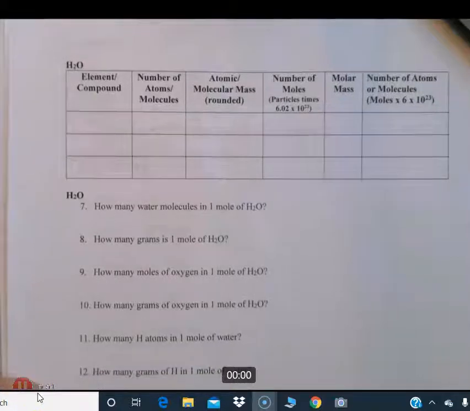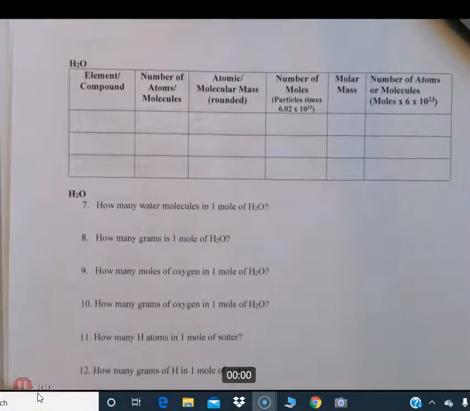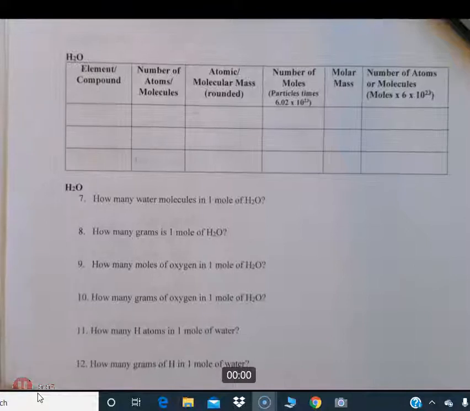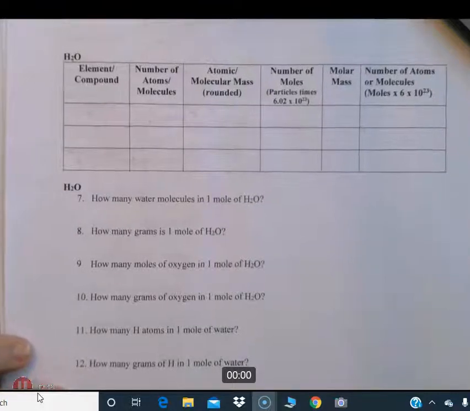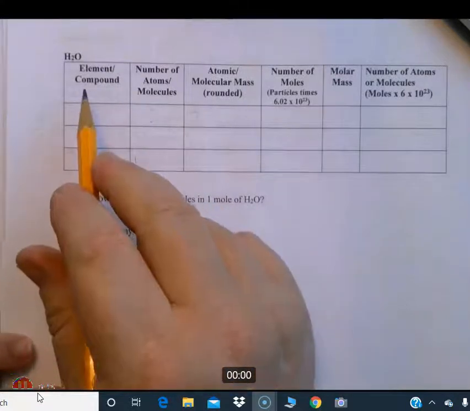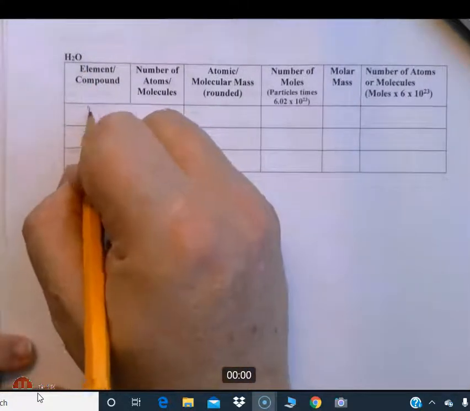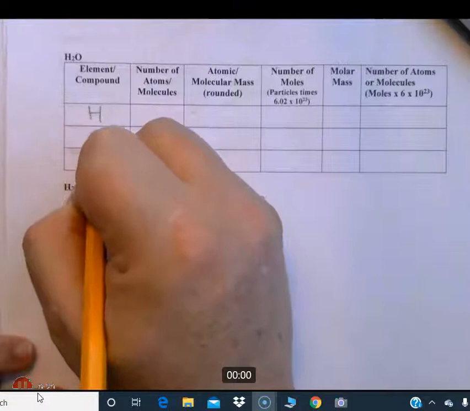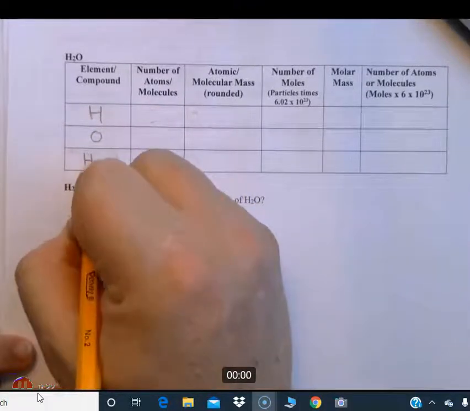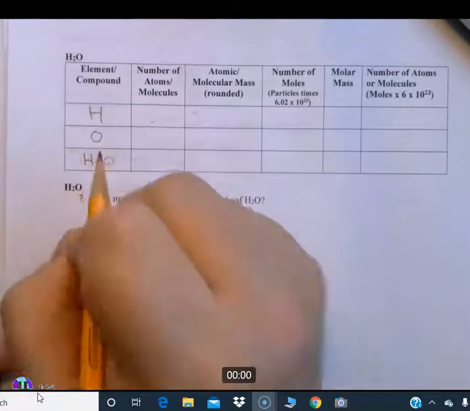So we're continuing with the day 45 and day 46 assignment. That's for Tuesday and Wednesday, April the 28th and 29th. So we're going to go ahead and do water here, H2O. So go ahead and fill in the elements, H and O, and then that's going to create a water molecule. That's the compound down at the bottom.